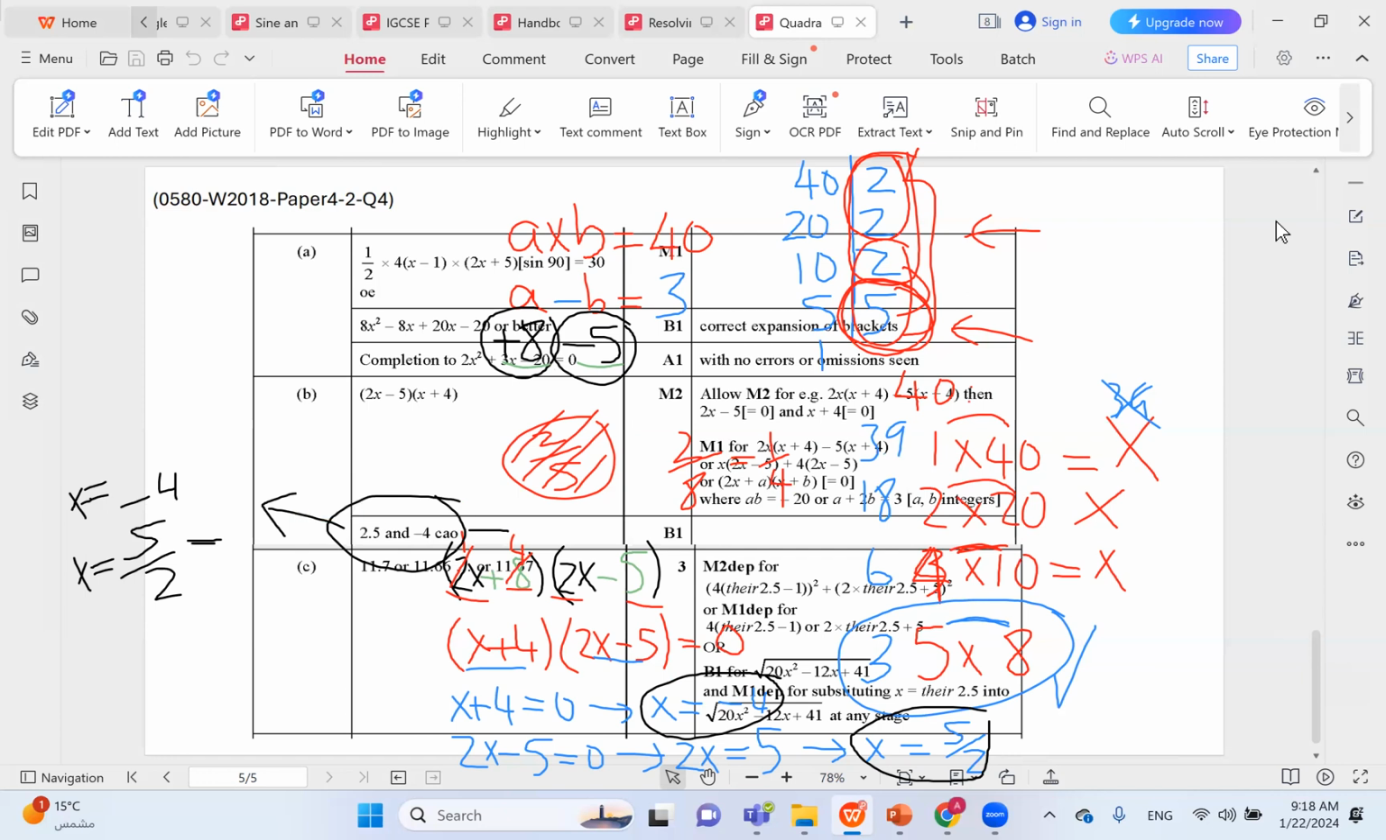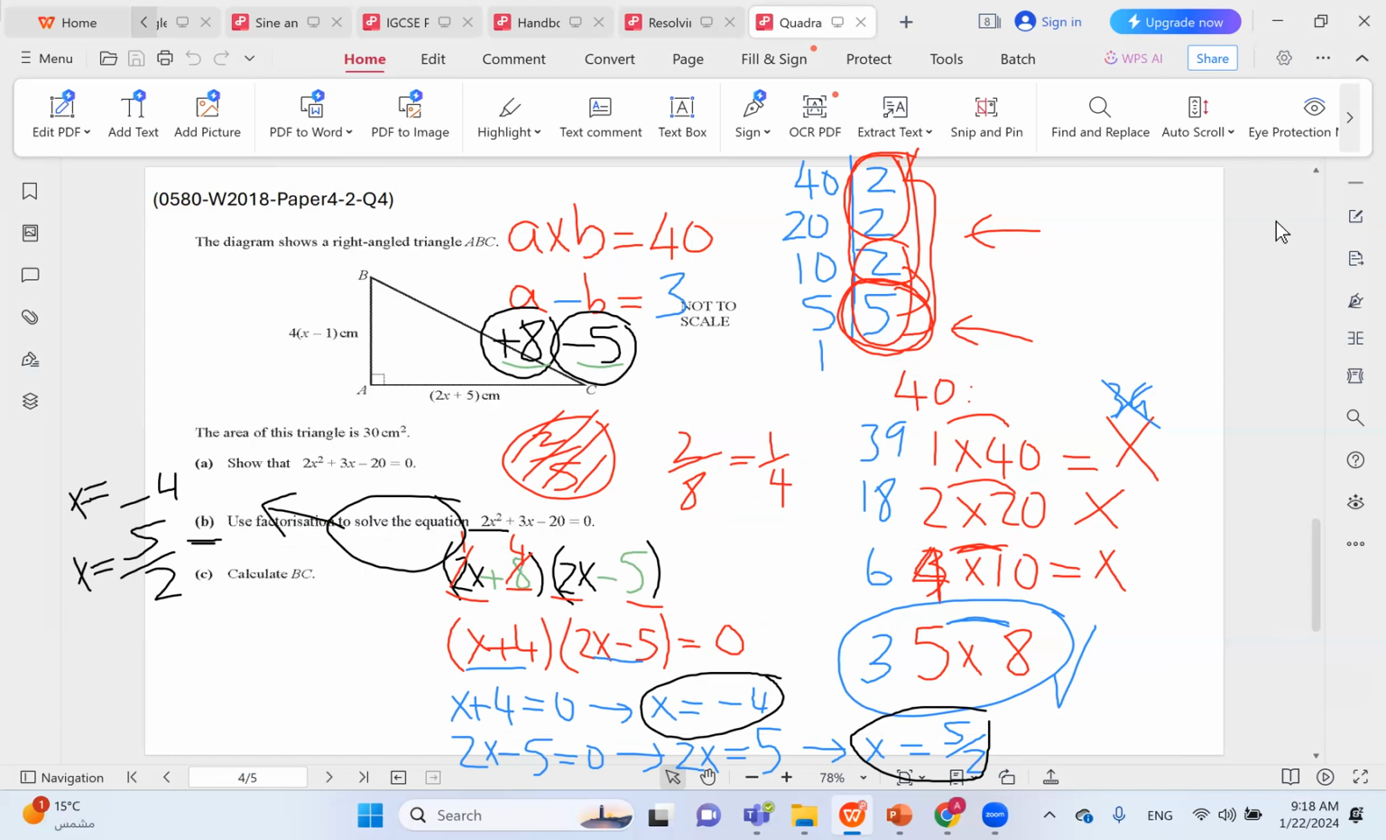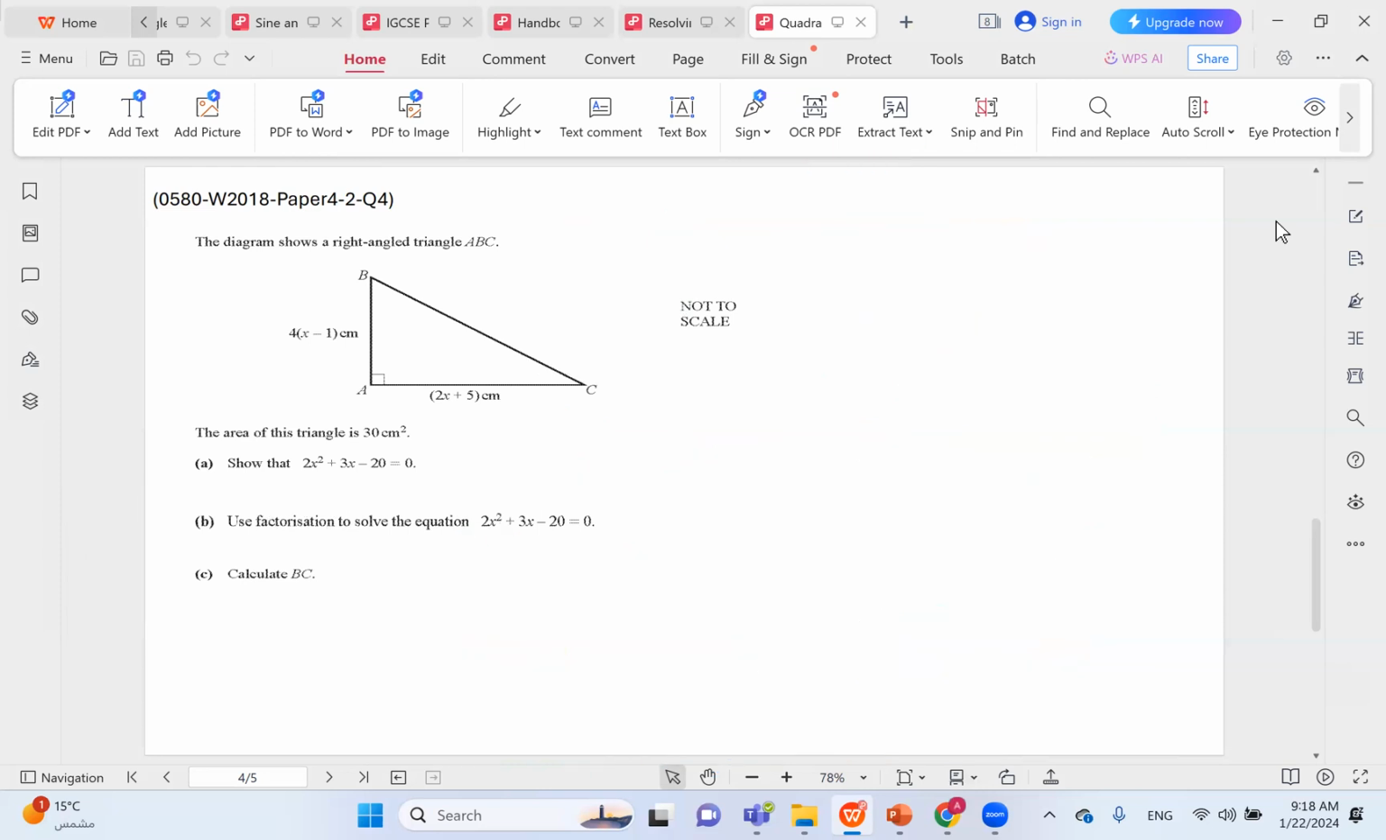Now let's move on to question C. Of course, we have negative 4 and 2.5, but when we're calculating BC, we cannot take the negative 4. Remember, for B, the answers were negative 4 and 2.5. These were both correct for B, but for C, we can only take the positive because this is a real-world application, and you cannot have a negative value for x.